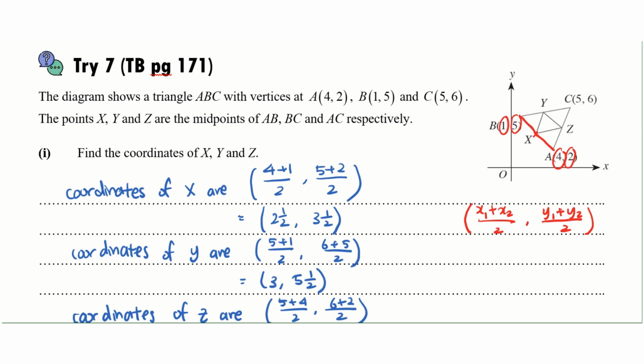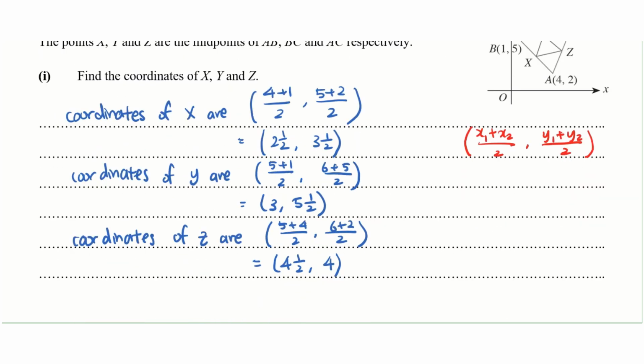By the same theory, for finding the coordinates of Y, we will be looking at the line segment BC, which means that we will use the x coordinates 5 and 1, as well as the y coordinates 5 and 6. So by applying the formula, we will also get (3, 5.5). By a similar method, we will find the coordinates of Z to be (4.5, 4).